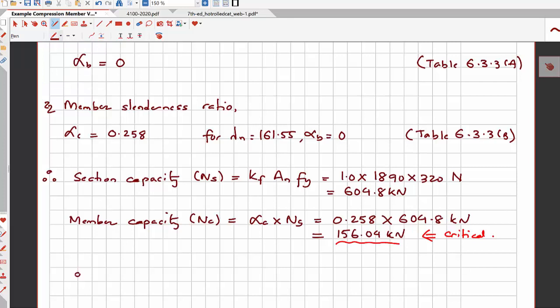Therefore, the design capacity, or the maximum load it can take, is phi Nc, which is 0.9 multiplied by 156.04 kilonewton, and that comes out to be 140.43 kilonewton. So the design compression capacity of the member is 140.43 kilonewton.